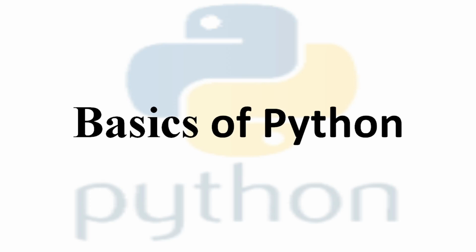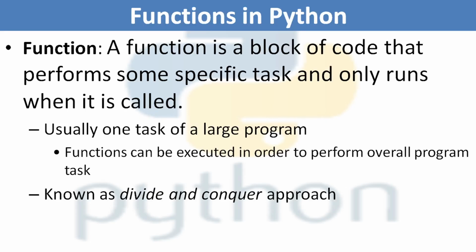Today I am going to discuss functions. A function is a block of code that performs some specific task and only runs when it is called. It is usually one task of a large program, and functions can be executed in order to perform overall program tasks. It is also known as the divide and conquer approach.